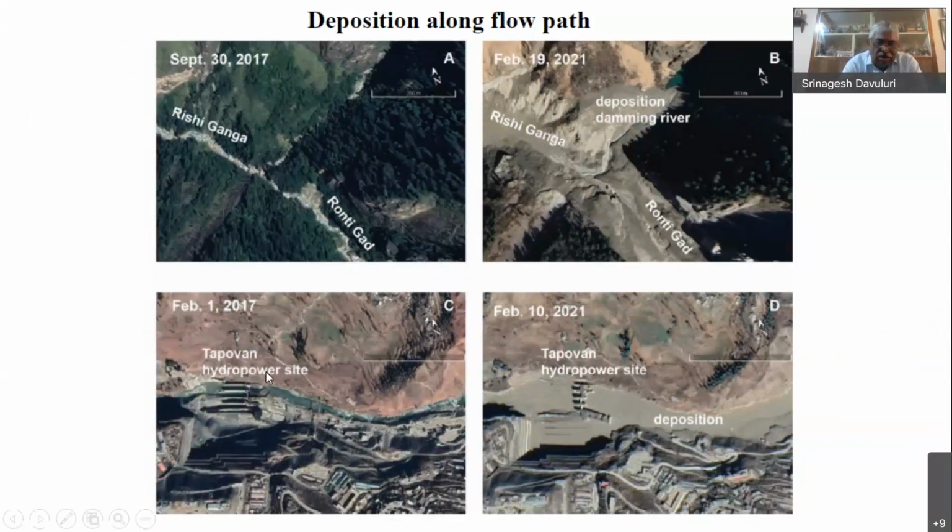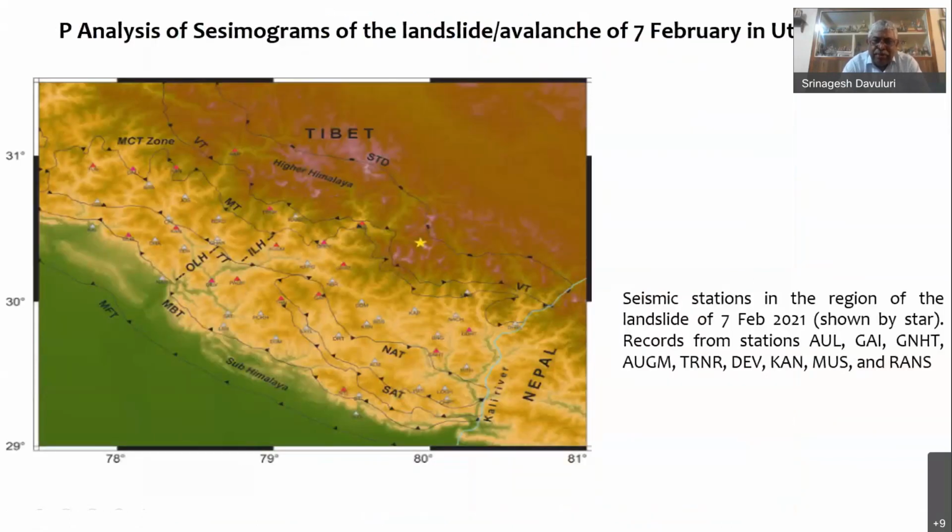On February 1, 2017, the Tapovan hydropower site was under construction, and you can see how it looks. And on February 10, 2021, the entire Tapovan hydropower site has been deposited with debris, rock, silt and other material. And this has become more or less a graveyard-like thing because of this catastrophic event.